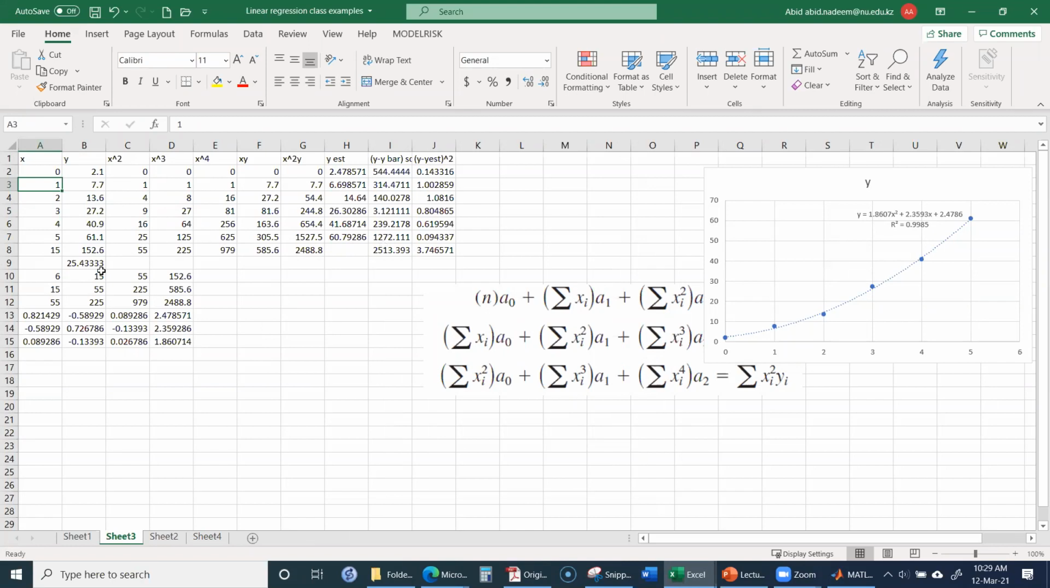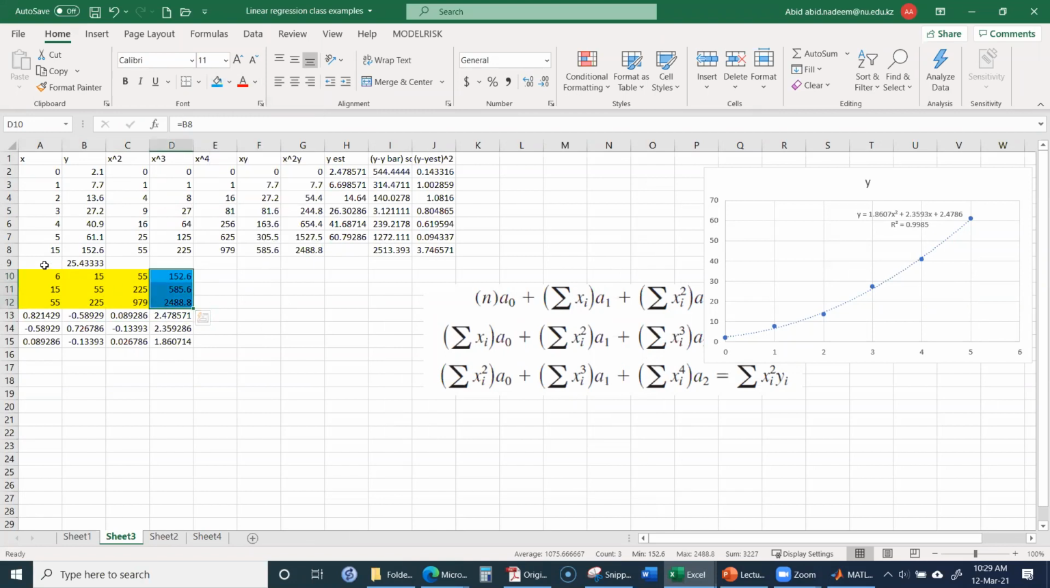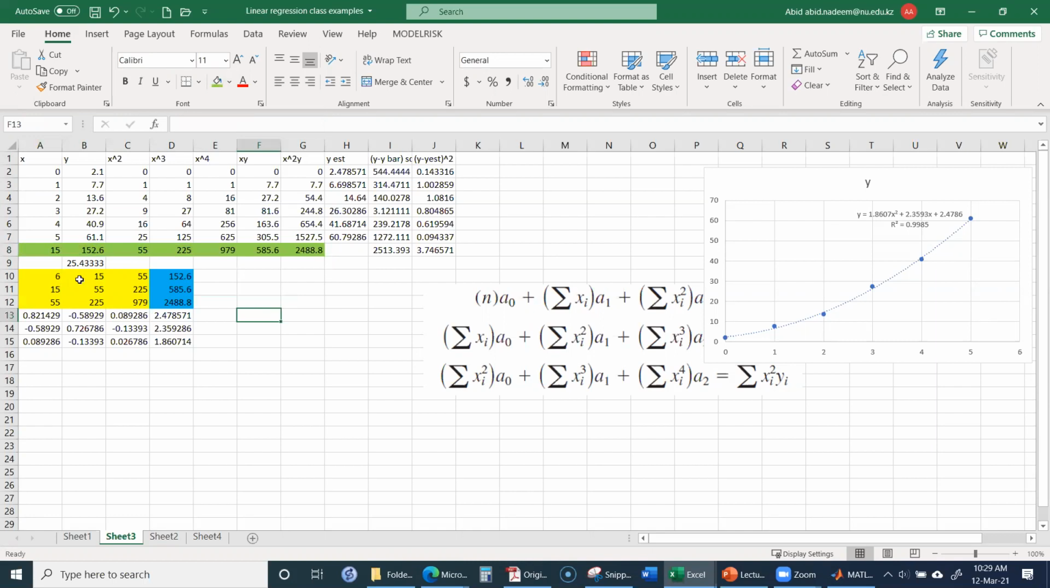Once we calculate these values, we have to rearrange them in the form of this matrix. This is the 3 by 3 matrix, and this is the right hand side of the matrix. This was the value of n. These are the sum of x values. These are the sum terms. Sigma x, what is this value? 55 is sigma x.